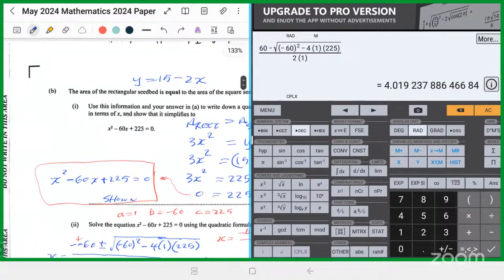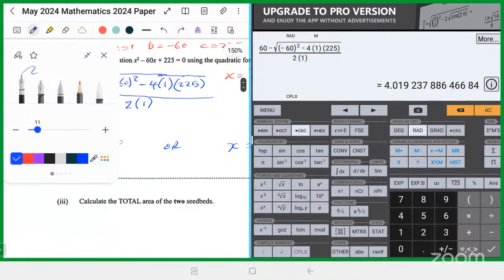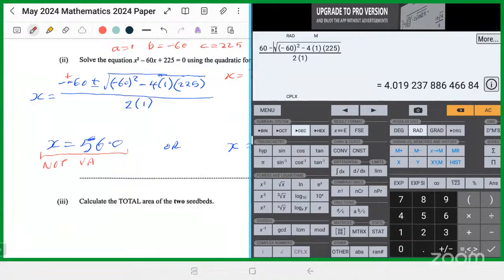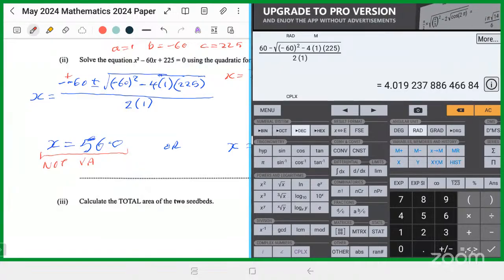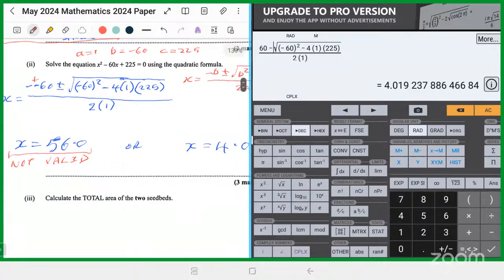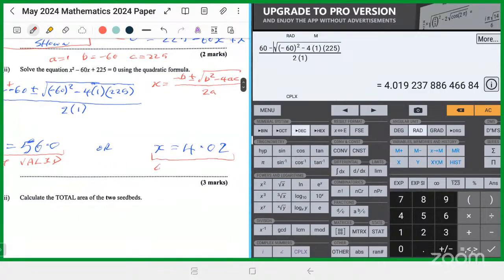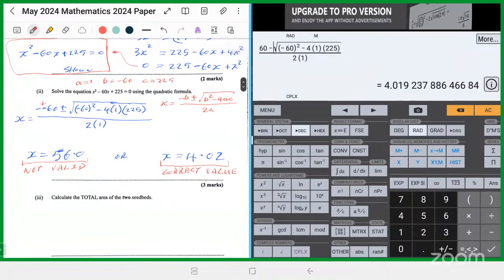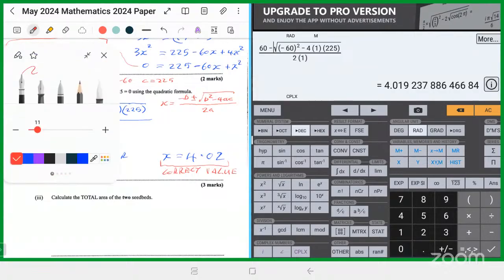So we can make a note of that. Even though we get it in the answer, this is not valid. It's too large a value. It's going to be inconsistent with the information that was given. So this is not a valid value for x. This is the correct value for x, and that's the one we have to use to calculate the total area of the 2 seabeds.